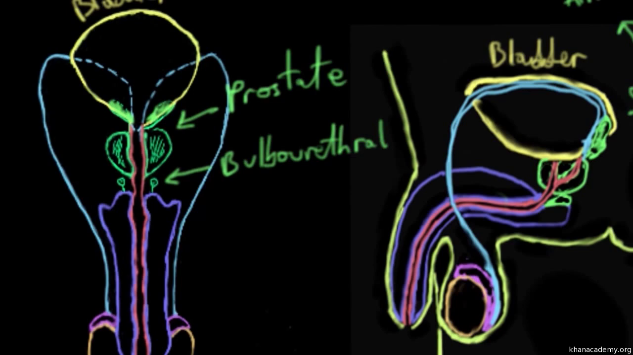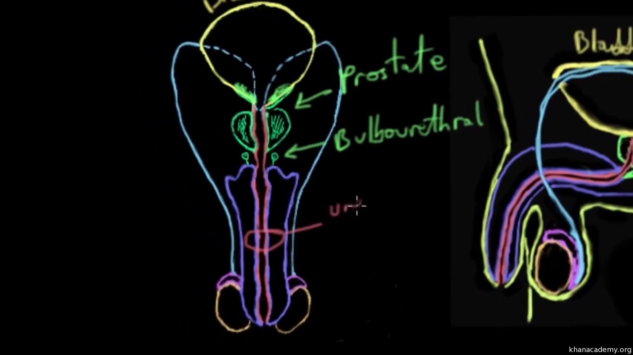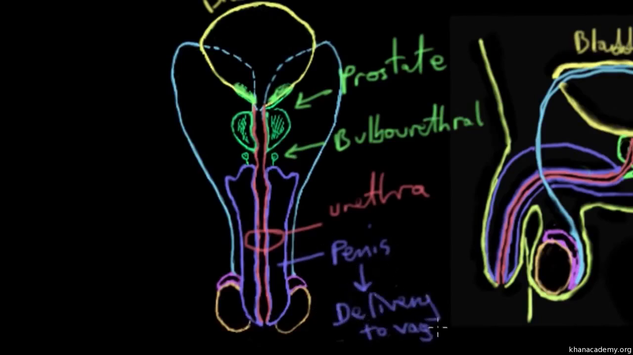Now, semen travels through a tube called the urethra, which you can see here in red, to get to the outside of the body. It travels through the urethra, through the penis, which is here in purple blue. In reproduction, the role of the penis is to penetrate the vagina so that sperm can be deposited inside.